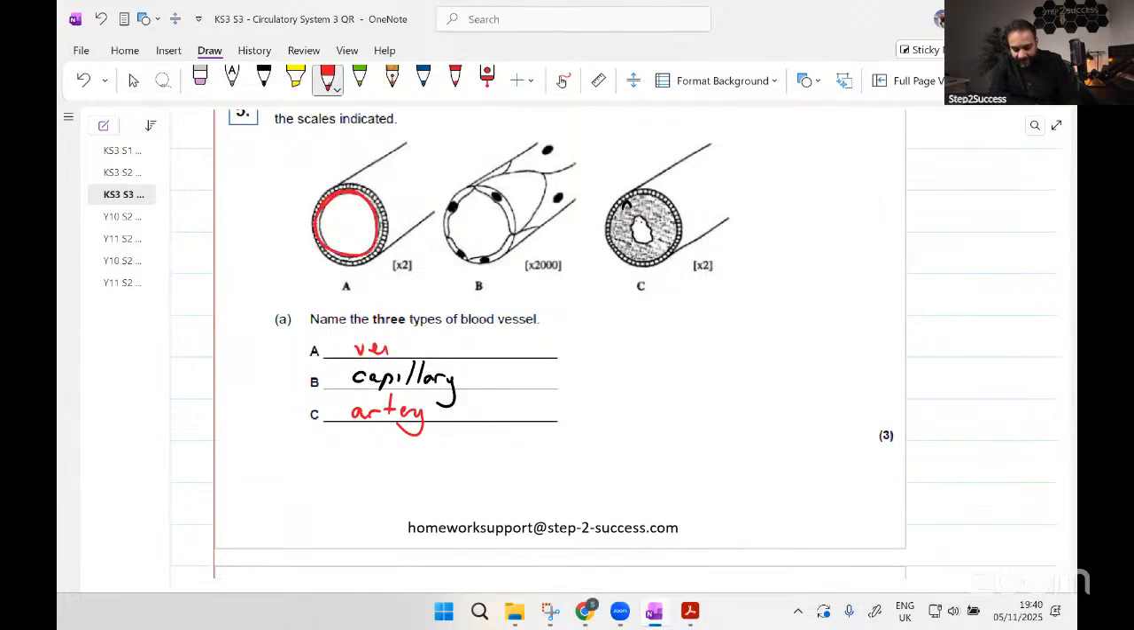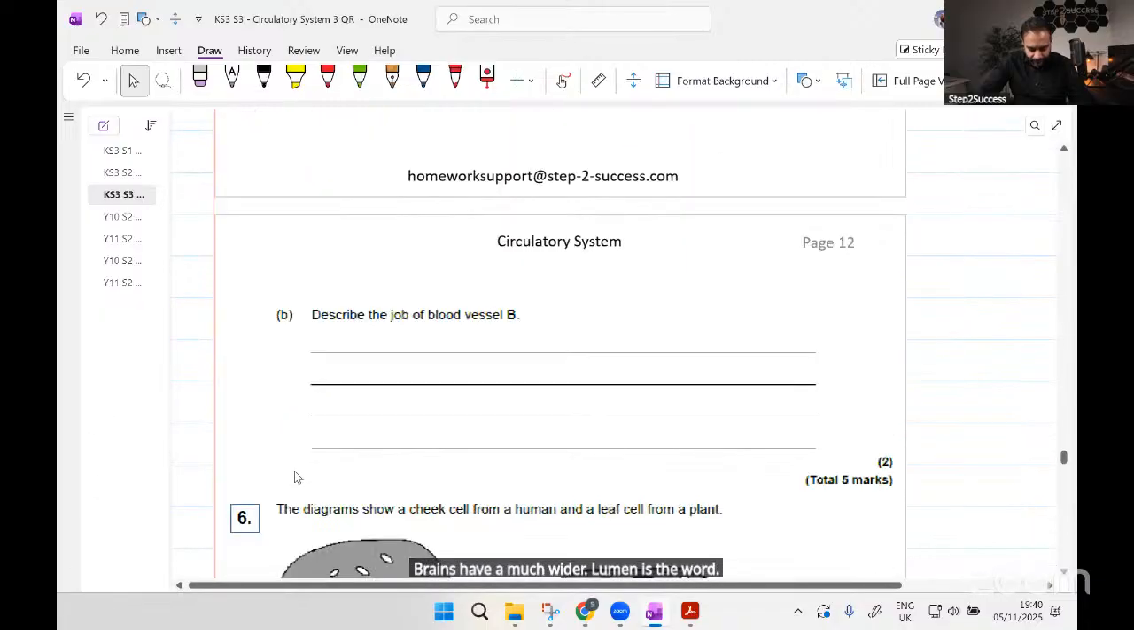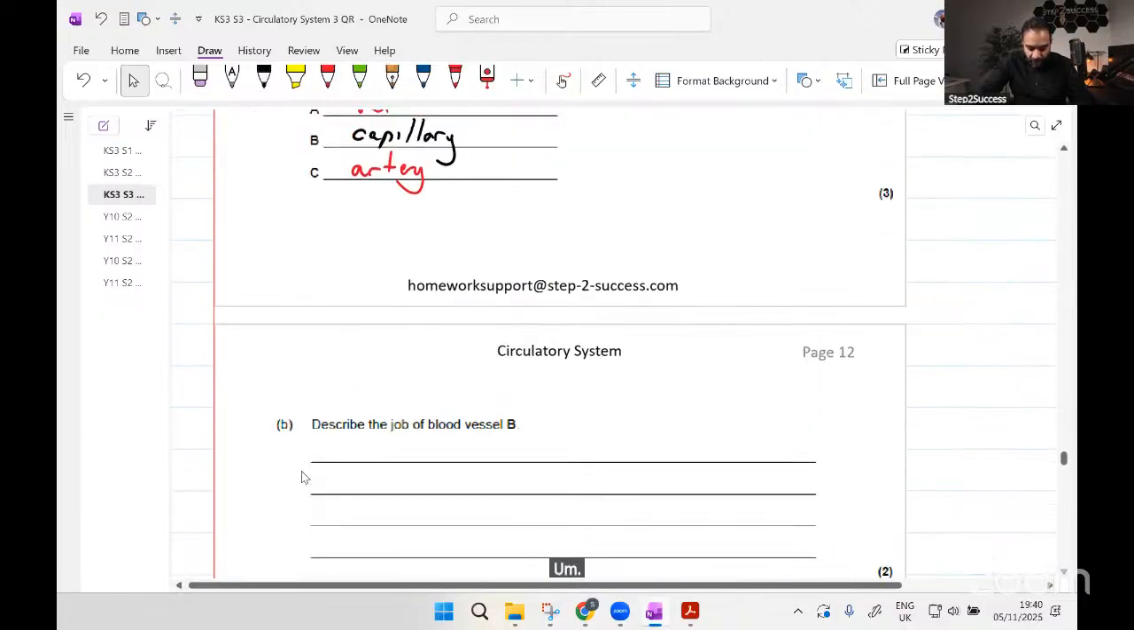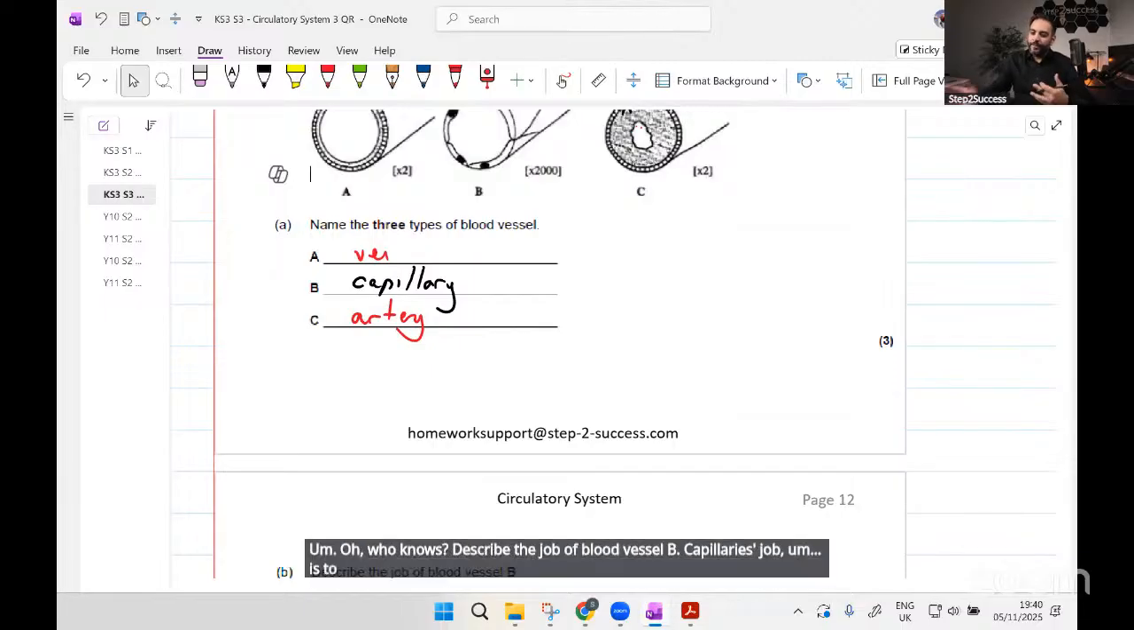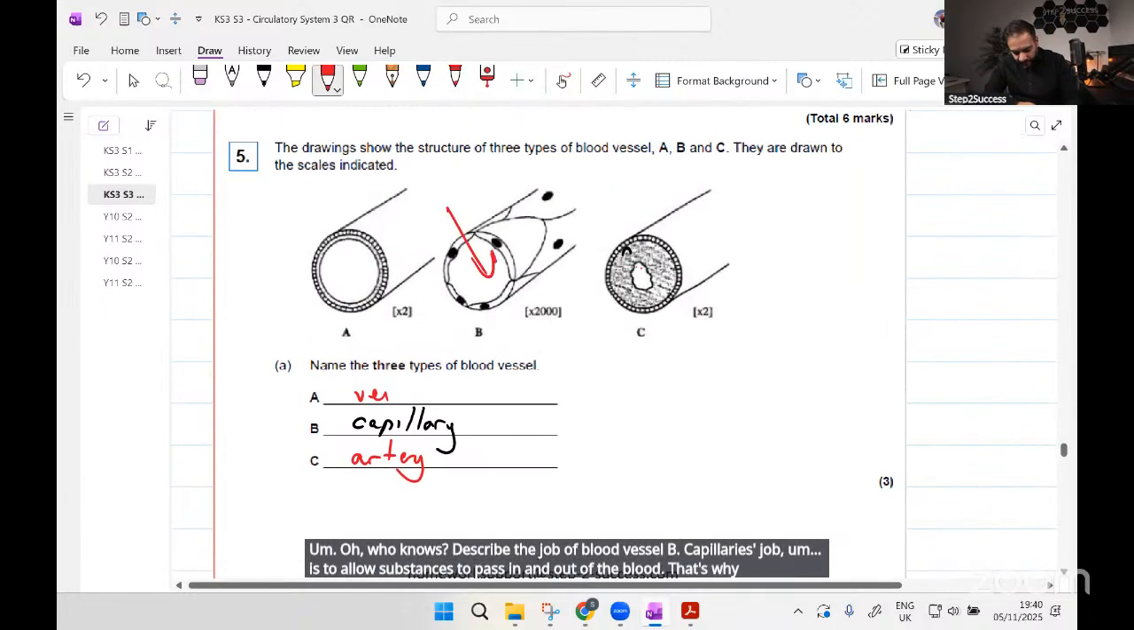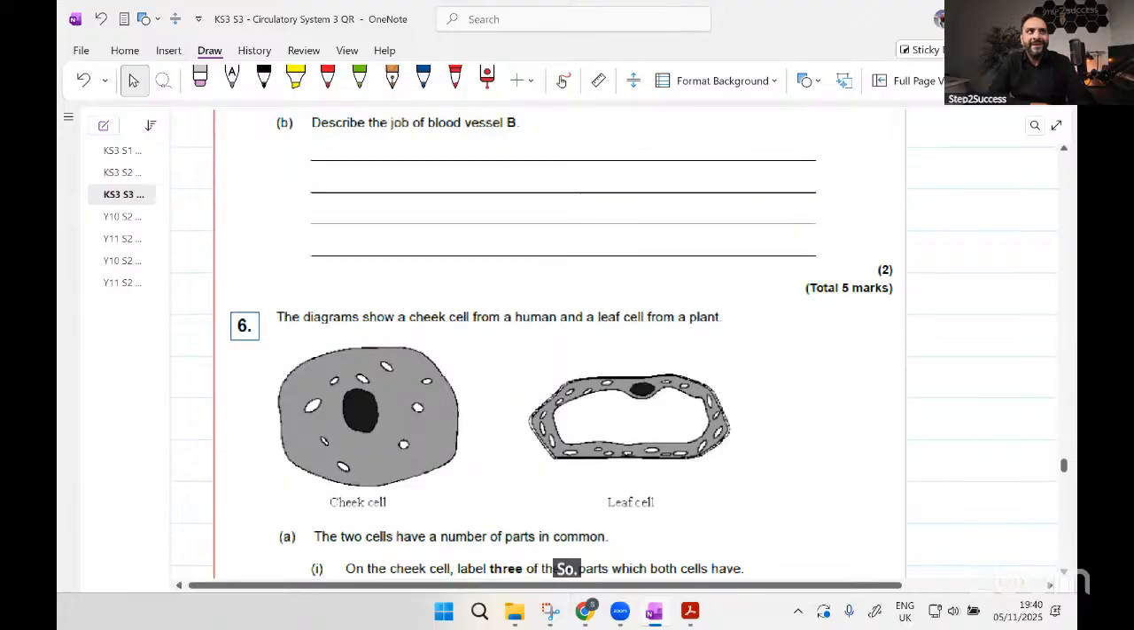Veins have a much wider lumen, is the word. And I was to describe the job of blood vessel B. The capillary's job is to allow substances to pass in and out of the blood. That's why they're so thin, so substances can pass in and out of the blood easily.